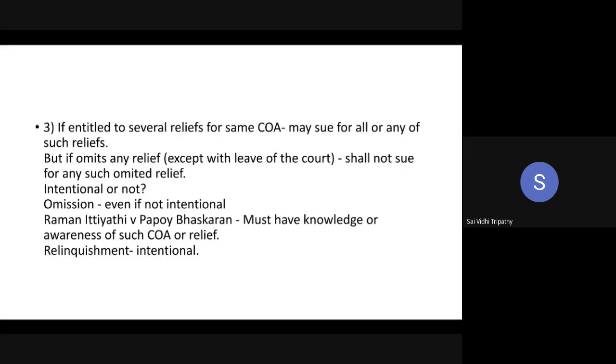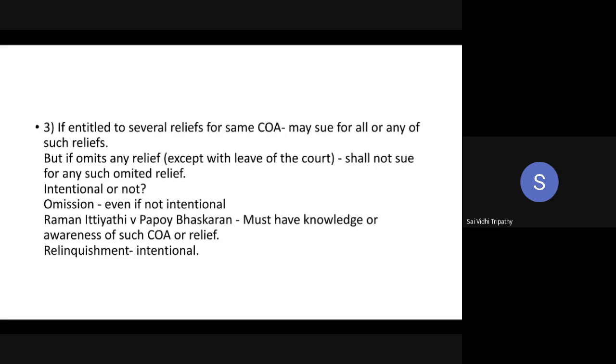If you omit to make any such claim, or if you relinquish it, there is a difference. To omit to make a claim can be either intentional or unintentional. To relinquish means you intentionally relinquish a part. Either way, whether relinquished or omitted, you can't file any suit in respect of such claim omitted or relinquished, as the case may be, if you have not done so with the leave of the court. If you have done so without the leave of the court, then you can't make any claim thereafter.